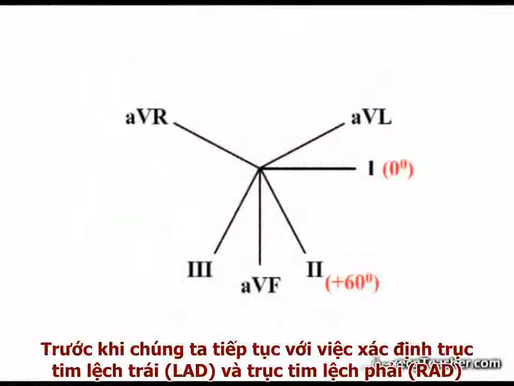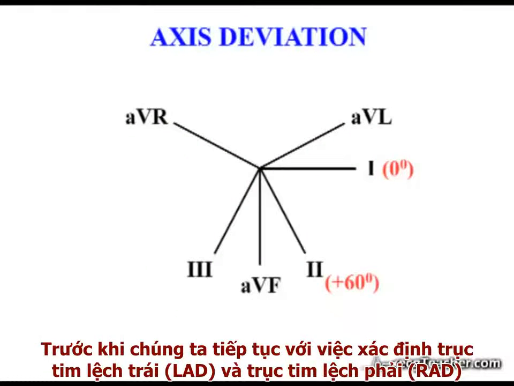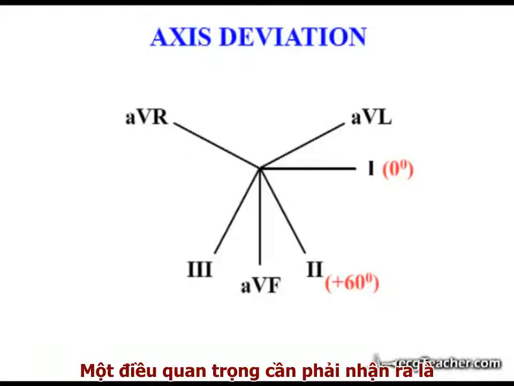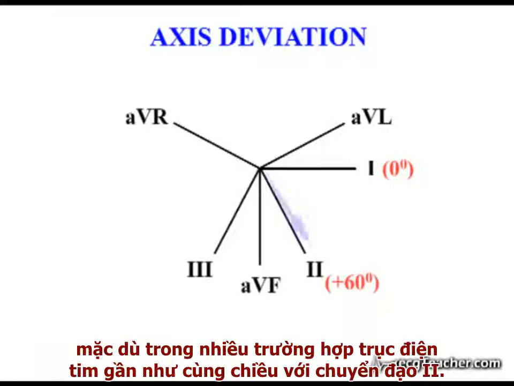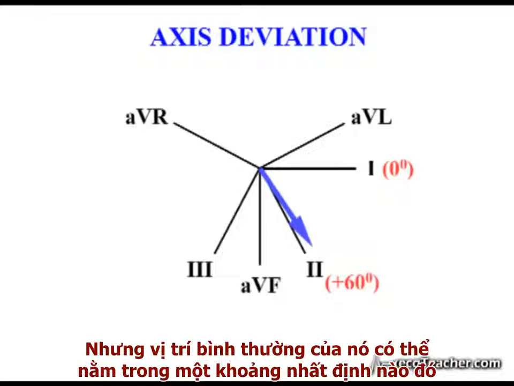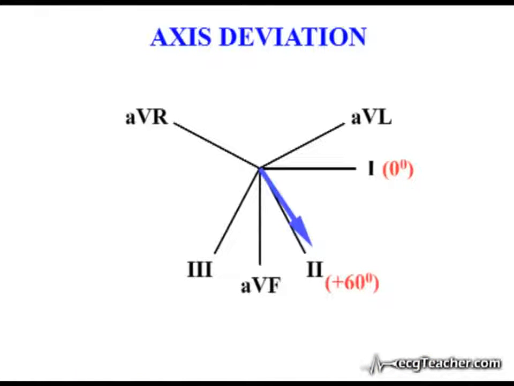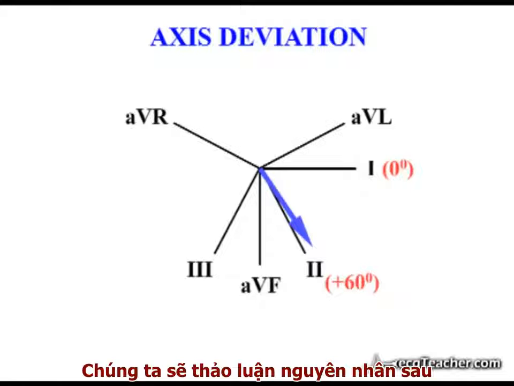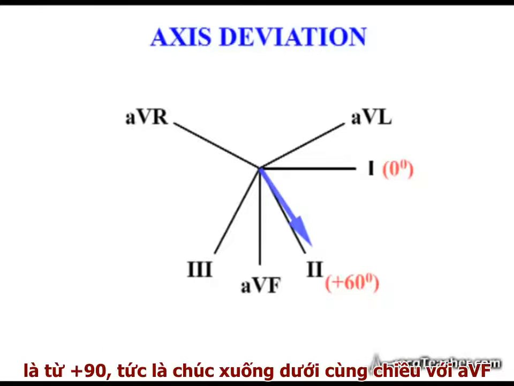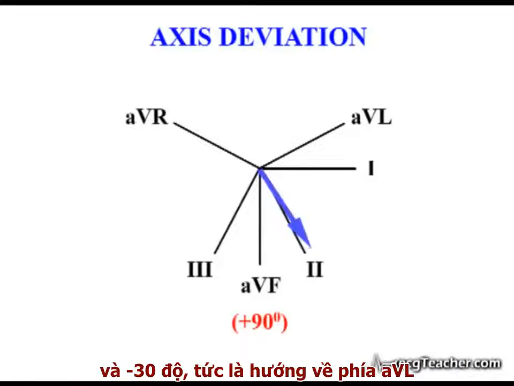Before we move on to the identification of LAD and RAD on the ECG, it is important to realize that although the cardiac axis lies close to lead 2 in many cases, its position demonstrates a wide normal variation. We will discuss the reasons for this later. For now, note that the normal range for the cardiac axis is taken to lie between plus 90 degrees, or straight down AVF, and minus 30 degrees, straight along AVL.